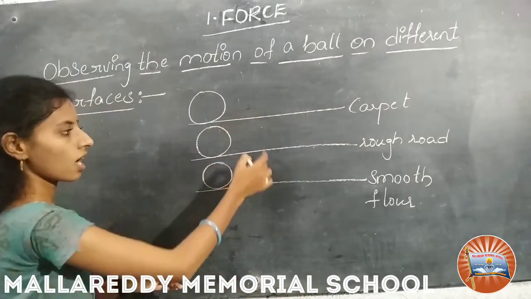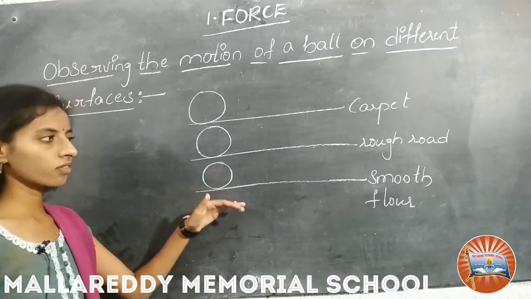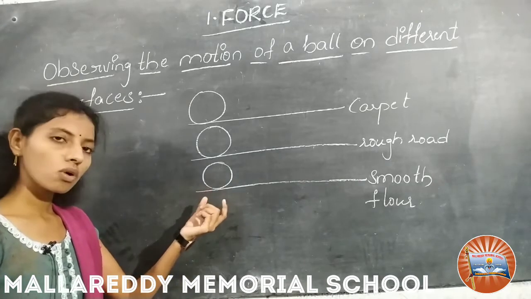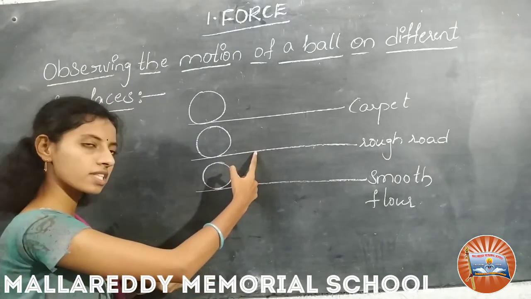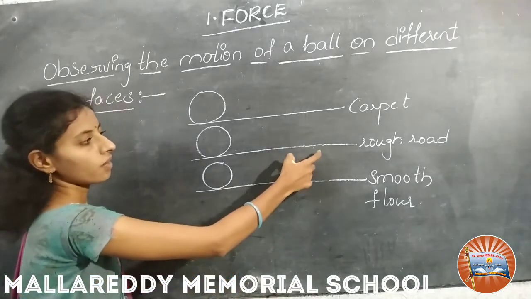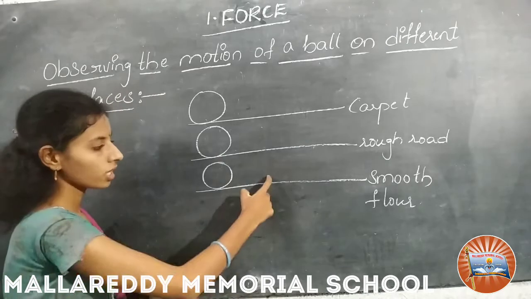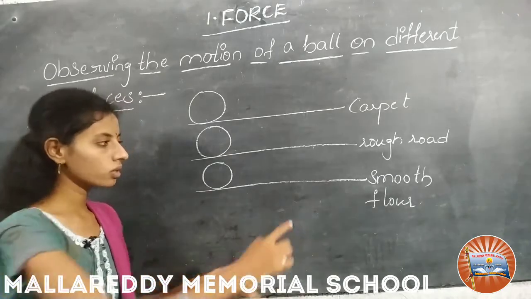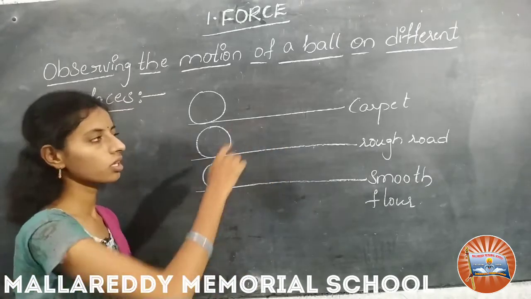The three surfaces are in plane. Here the force exerted is the same. So on which surface will the ball roll fastest? See, the force of resistance to the motion seems to be more on rough surface than smooth surface. So the rough surface is having more resistance to the motion, right, when compared to the smooth surface. So the ball will roll very fast on the smooth floor when compared to the rough road or carpet.